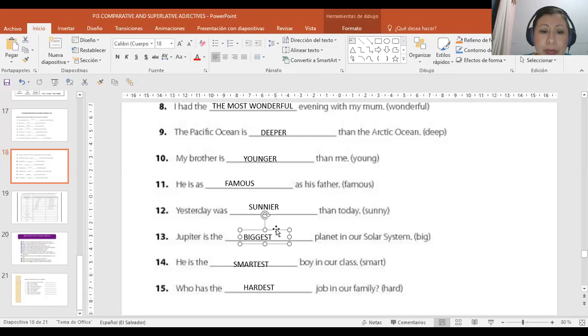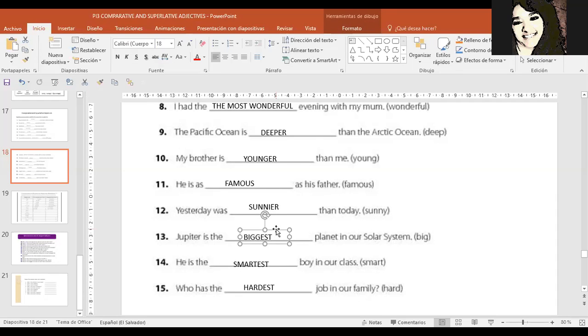Nadie se le iguala a Júpiter because Júpiter is the biggest. Es el más grande. Up to today. Okay. Hasta hoy, ¿verdad? Unless in the future they discover a new planet and maybe it's going to change. But by now, Júpiter is the biggest. There's no comparison with it.